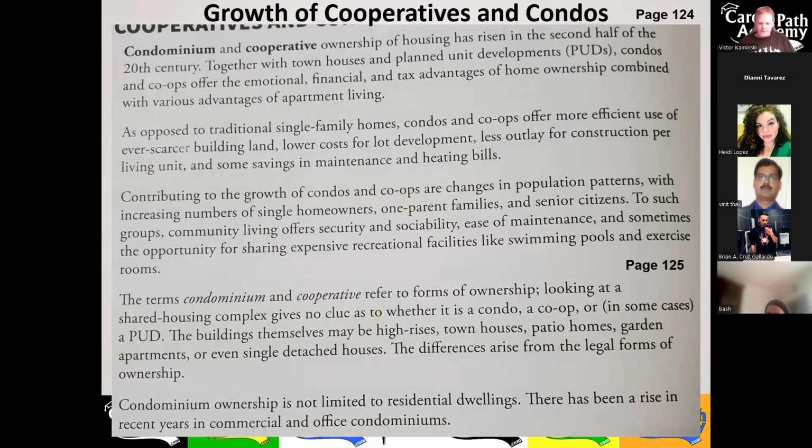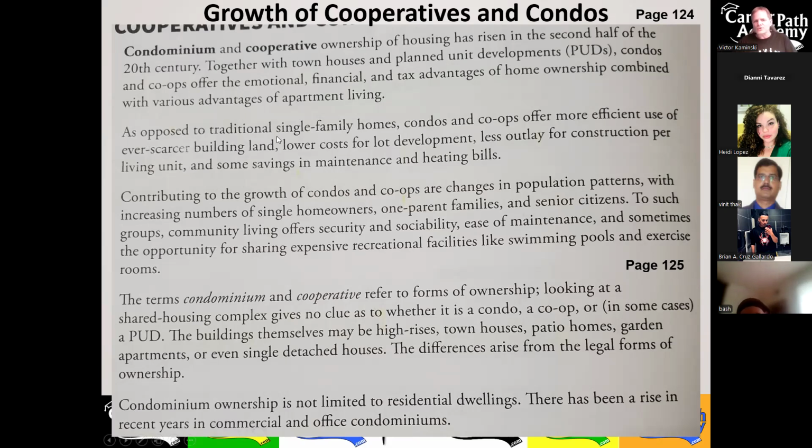Okay, so condominiums and cooperatives. Let's read this together here. Condominiums and cooperative ownership of housing has risen in the second half of the 20th century, together with townhouses and planned unit developments, which we call PUDs for short. Condos and co-ops offer the emotional, financial, and tax advantages of home ownership, combined with the advantages of apartment living, as opposed to traditional single-family homes, which, by the way, can be a part of a condo complex as well, but generally they're not.